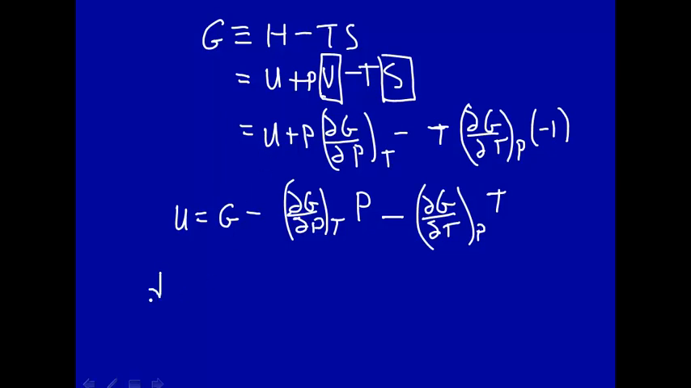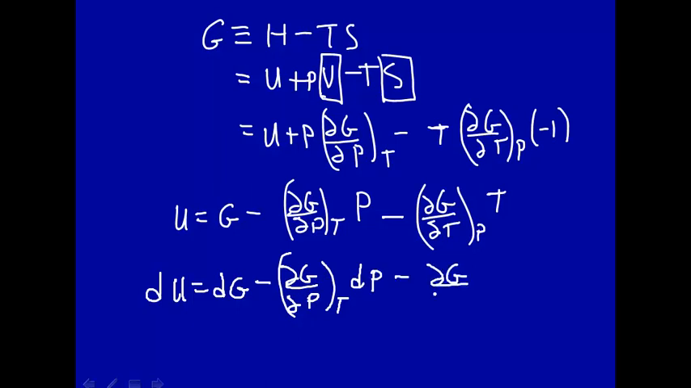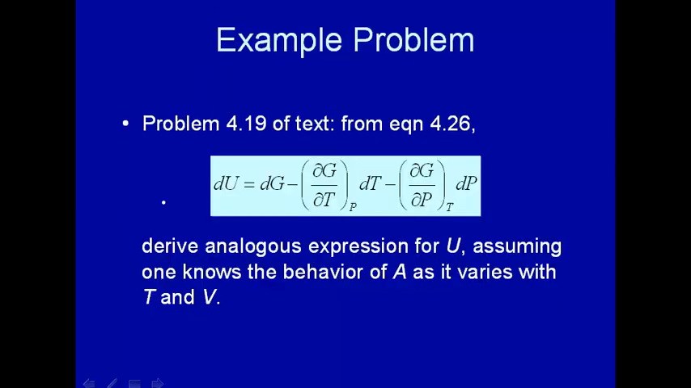All right, now let's take the differential of U. That'll be just dG, minus how G changes with pressure at constant temperature. This is just some number, so you don't have to take the differential; that comes out of the differential, times dP. Minus how G changes with temperature at constant pressure times dT. So that's how one starts with the definition and gets equation 426 of Ball.